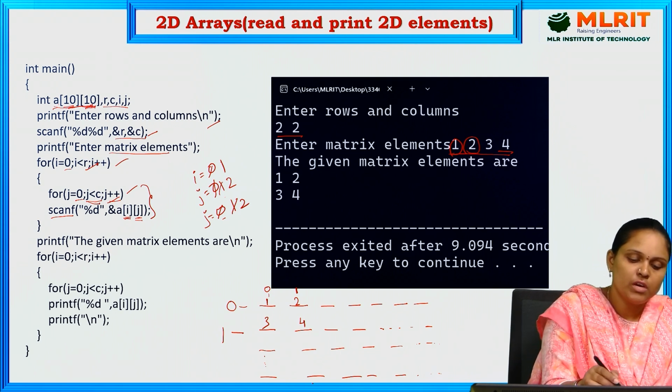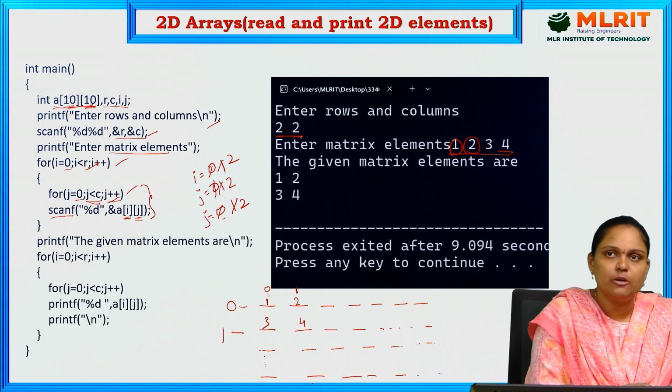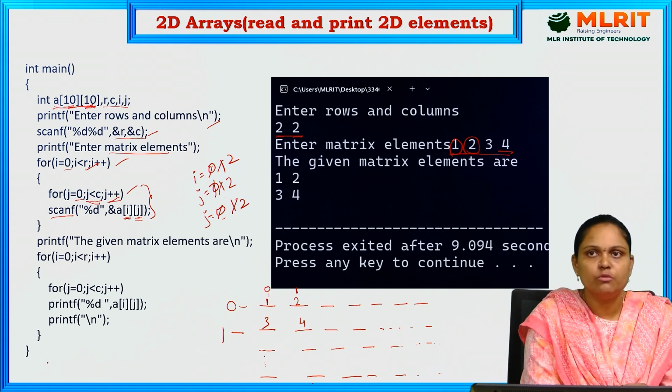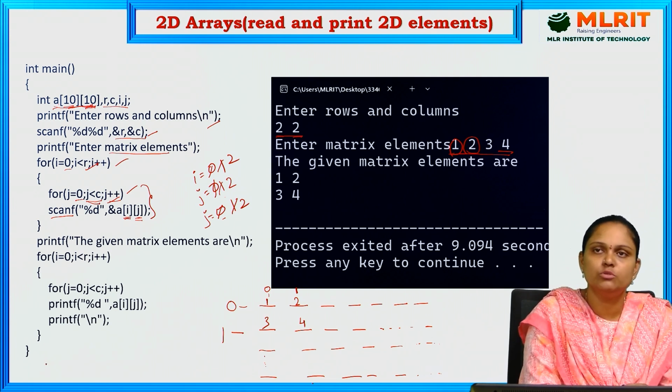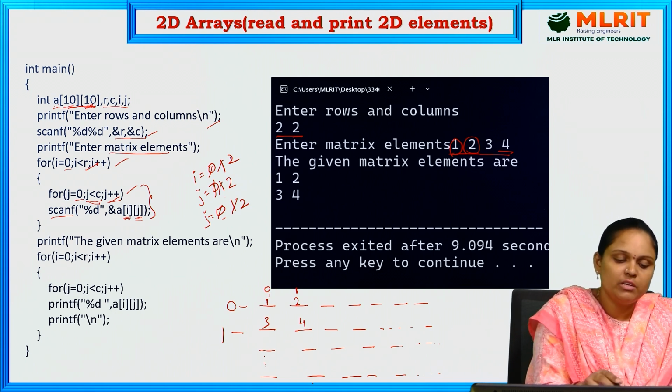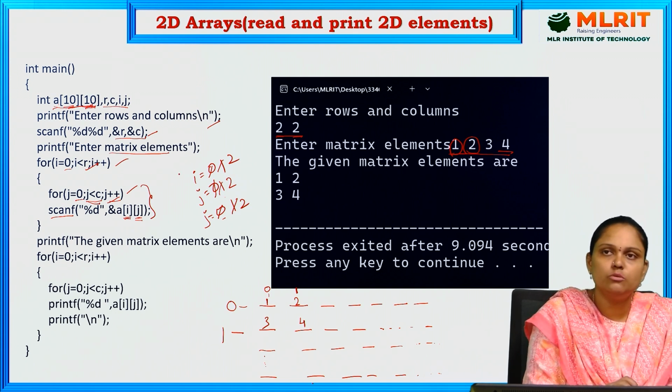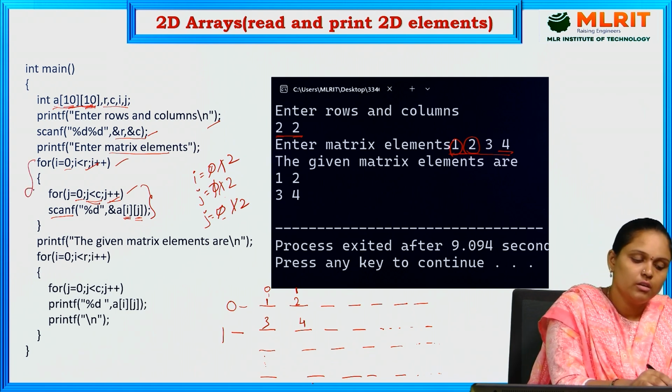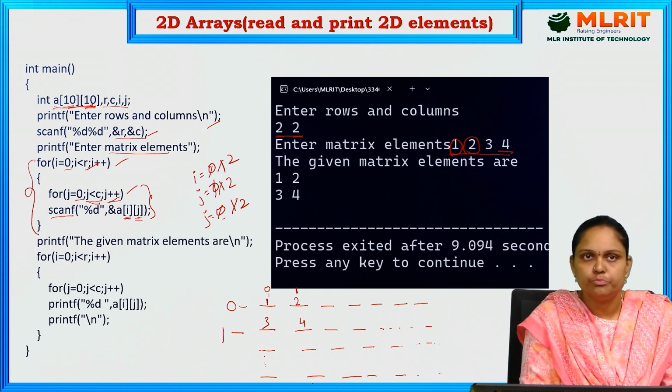And next the i value will be equal to 2. 2 less than 2? Here r is 2 and c is 2. Rows are 2 and columns are 2, so we are working with a 2 by 2 matrix. So the r value is 2 and the i value is 2. So 2 less than 2, the condition is false. So the outer for loop is also false and we are getting out of these for loops.